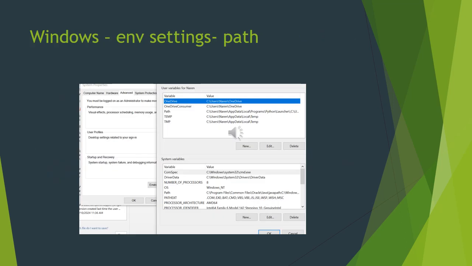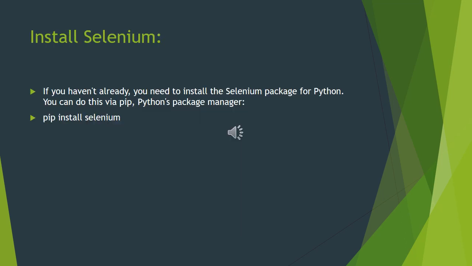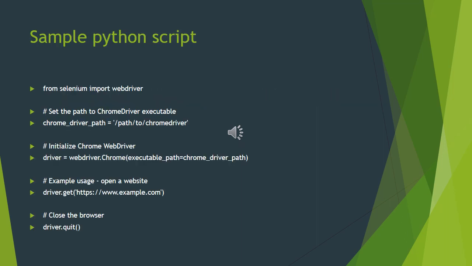So this slide explains to you how to set up the environment settings on Windows. So you want to go to your Windows environment settings, click on path and add the driver path in which you have downloaded the Selenium WebDriver.exe, and you may have to restart the machine. Next step, you got to go to your command prompt and type pip install Selenium, which will install Selenium. Now you're all set up.